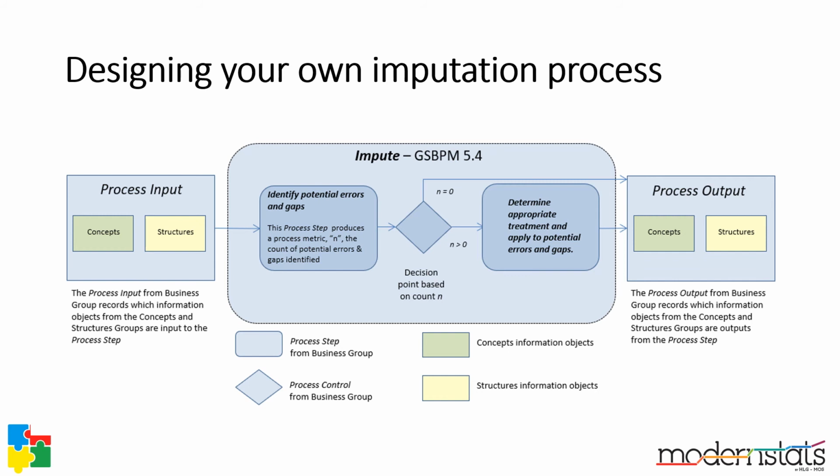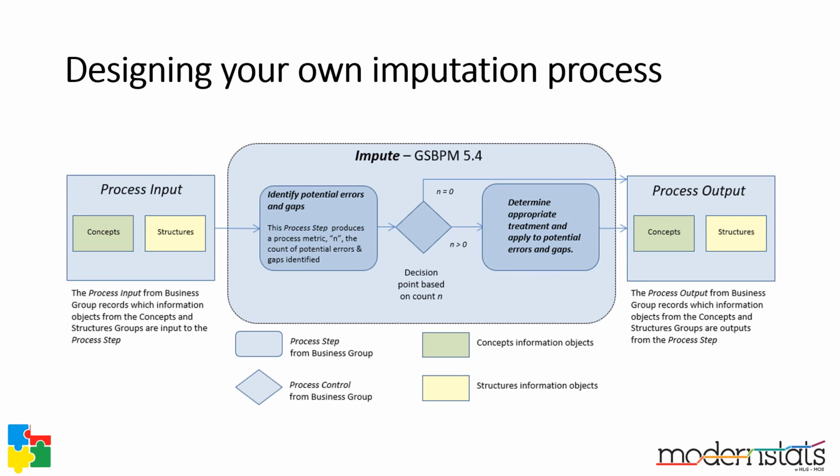You could use the GSBPM to design your own imputation process. And note, GSBPM version 4 had this as input, but in version 5 and 5.1, 5.4 is called edit and impute. But anyway, you can use this to design your own imputation process. On the left, you see your process input from your concepts and structures groups. In the middle, you have your impute sub-process, and your output will be more concepts and structures.